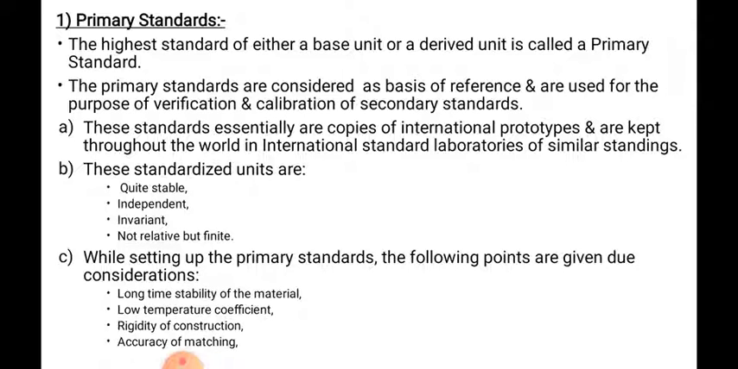Means these standards are manufactured using platinum iridium alloy. Why is only platinum iridium alloy used for the manufacturing of these standards? Because that alloy has high time stability of the material, low temperature coefficient, rigidity of construction, and accuracy of matching. These are the different things. That's why we go for manufacturing the standard using platinum iridium alloy.